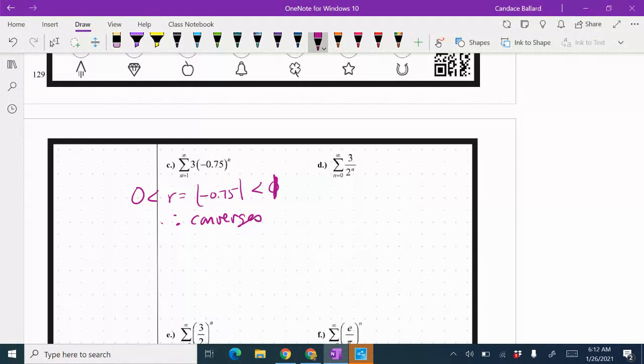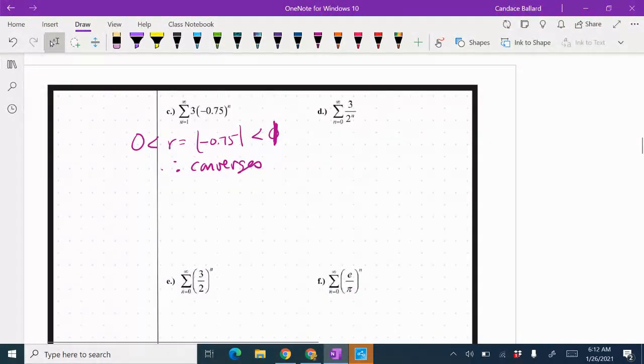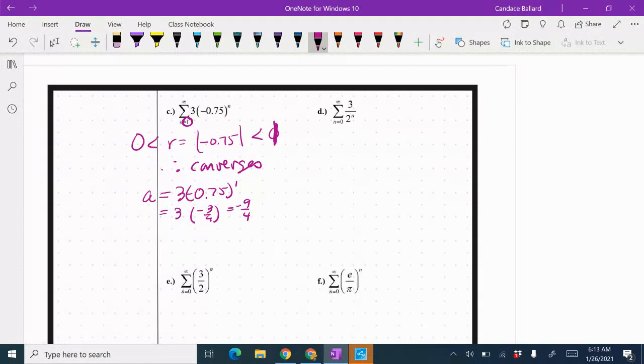And then I'm going to actually calculate the sum, but before that I need to figure out the a value. Notice that this starts at 1, not at 0. So it's a little bit different. So a equals 3 times negative 0.75 to the first. And let's see, that's the same thing as saying 3 times negative 3/4, which is negative 9/4. You could do it in decimal as well.